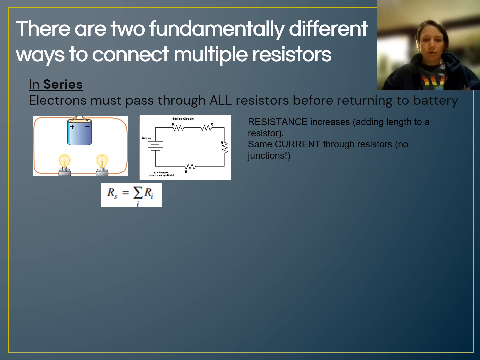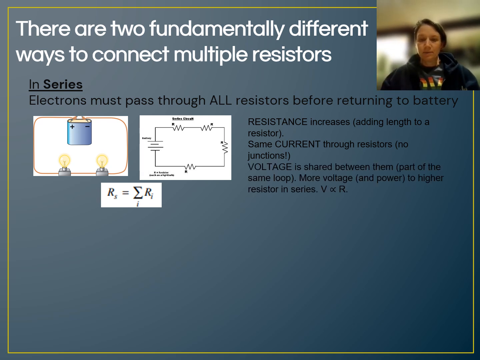The second thing that's true about series circuits is that you must have the same amount of current going through all of the resistors in the series. This goes back to the junction rule. There are no junctions, right? There's no split-off locations for the current. Therefore, we have to conserve mass and keep the current the same everywhere in a series.